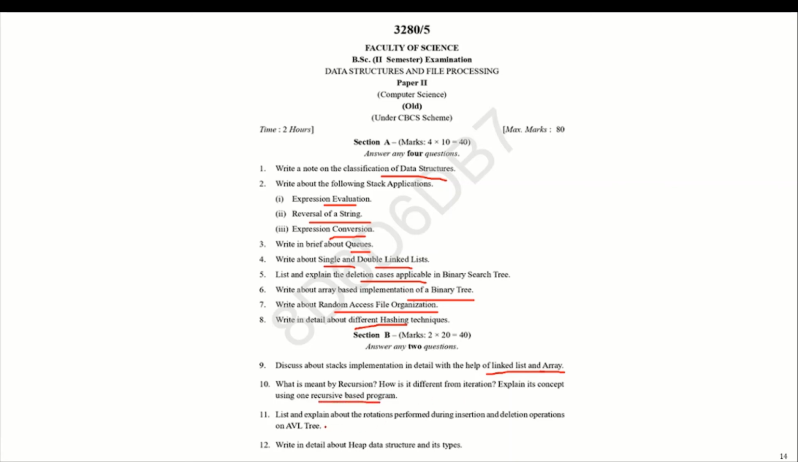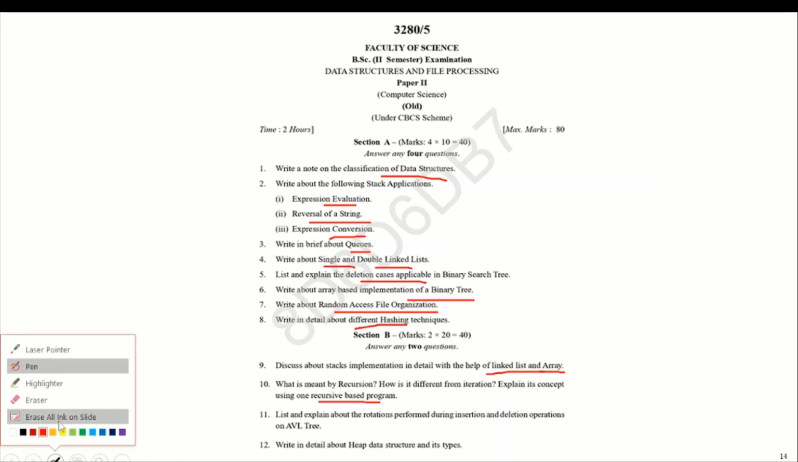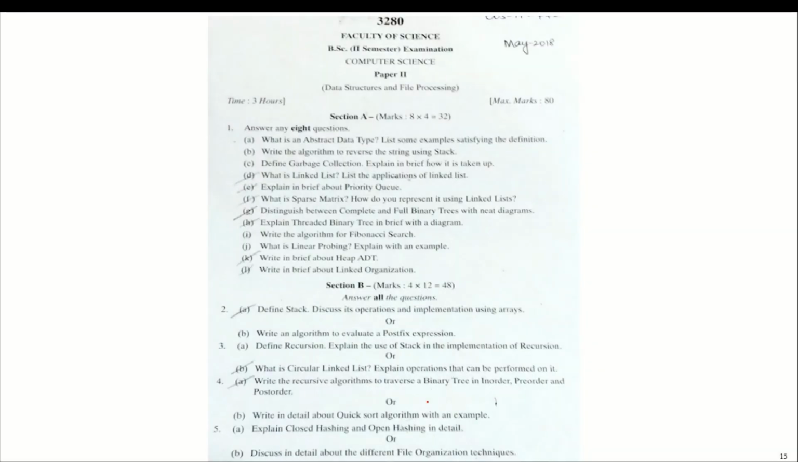You have to explain. And another long question is the AVL tree, the different rotations which can be performed on the AVL trees. And again, the last chapter is the heap data structures. Here no question is from the graphs. This is some of the different topics for this old paper. And here I am just showing how the questions are asked. And this is the paper.